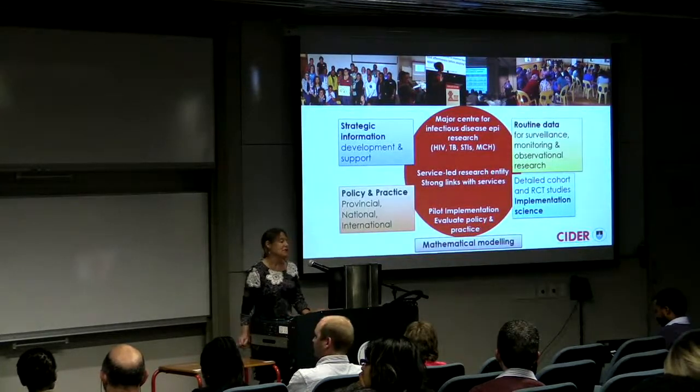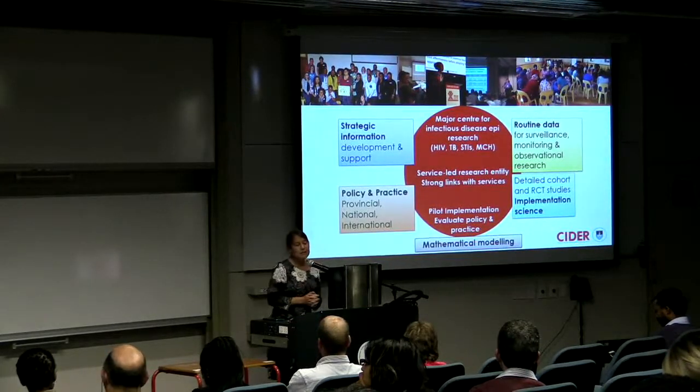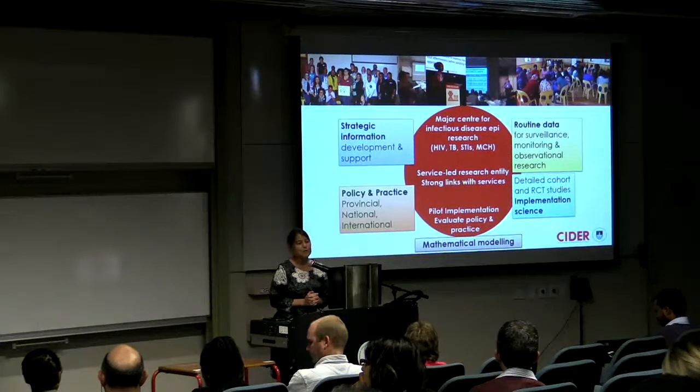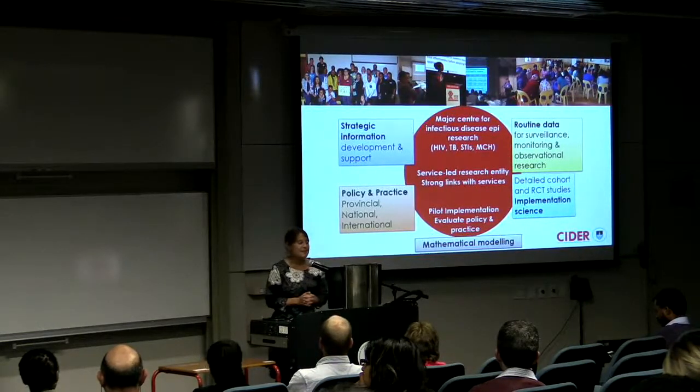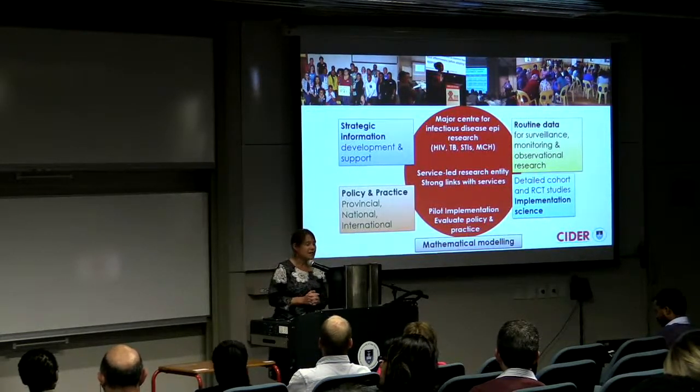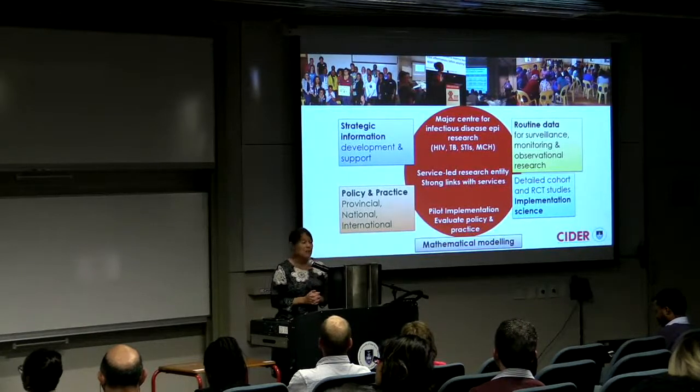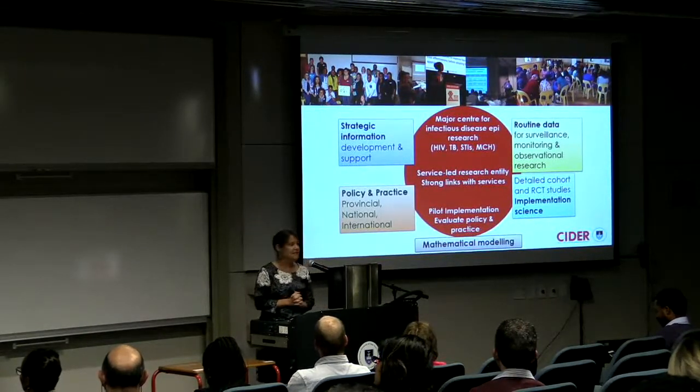So I've summarized the CIDA mission in the red circle in the center, and how do we achieve that mission? I think really two big components of CIDA's work. The first is doing analyses of routine data, mainly on HIV, but you may be surprised to know we do some things other than HIV, including other infectious diseases, and a big focus on maternal and child health.